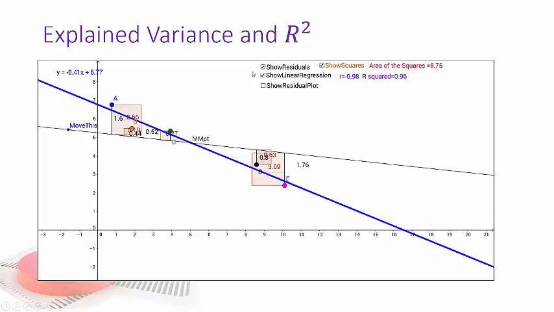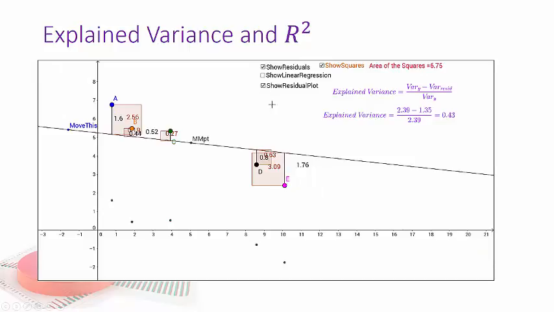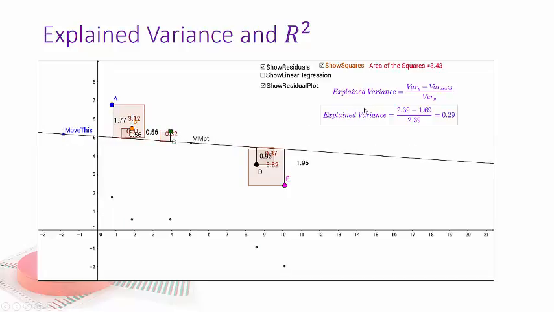So when I have a bad model, you can see the area of the square. I'm going to hide the linear regression, and let me show you the residual plot. Currently, with this model, I have a certain amount of variance in my Y data, which you notice as I'm moving this line, that 2.39 is not changing, because that's just the variance in my data points and the Y values, which is just the standard deviation of Y squared.